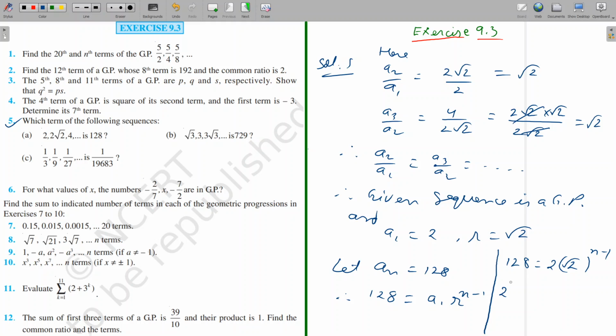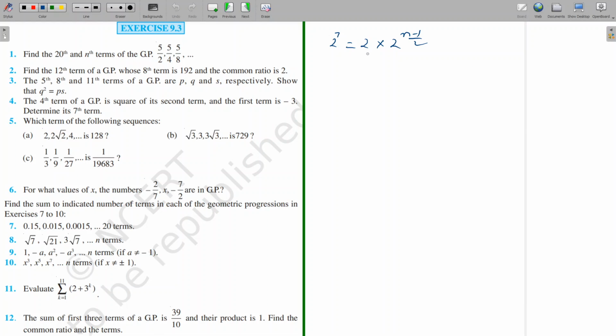If you want you can do the prime factors and check it out, because 2 raised to 5 is 32, and 32 into 2 is 64, 64 into 2 is 128, so we will get 2 raised to 7 equal to 2 multiplied by root 2, and root 2 means 2 raised to 1 by 2, so this will become 2 raised to n minus 1 by 2. Now on the right hand side we can see that the base is same, so we can add the exponents. So this will give us 2 raised to 7 equal to 2 raised to 1 plus n minus 1 by 2.